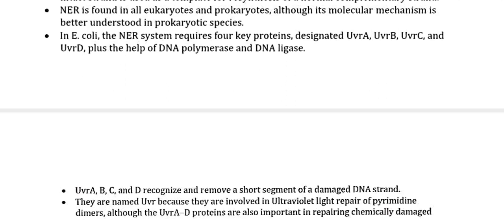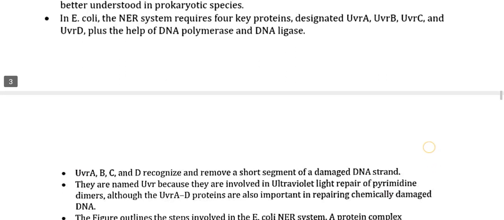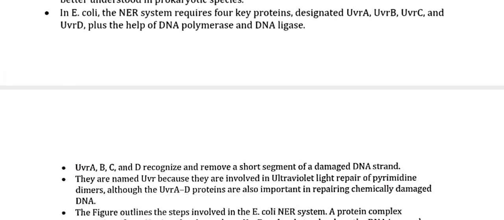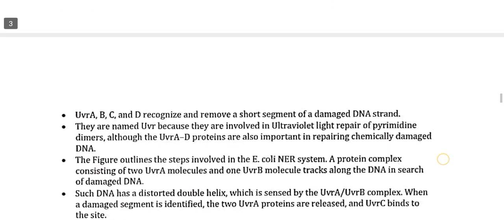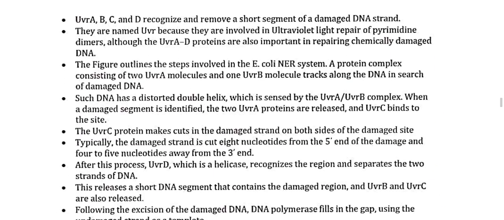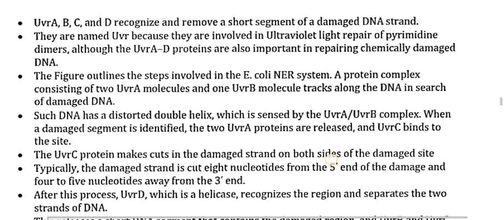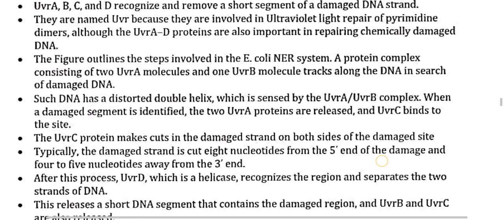In E. coli, the NER system requires 4 key proteins designated UvrA, UvrB, UvrC, and UvrD, plus the help of DNA polymerase and DNA ligase. UvrA, B, C, and D recognize and remove a short segment of the damaged DNA strand. They are named Uvr because they are involved in ultraviolet light repair of pyrimidine dimers, although the UvrA-D proteins are also important in repairing chemically damaged DNA.